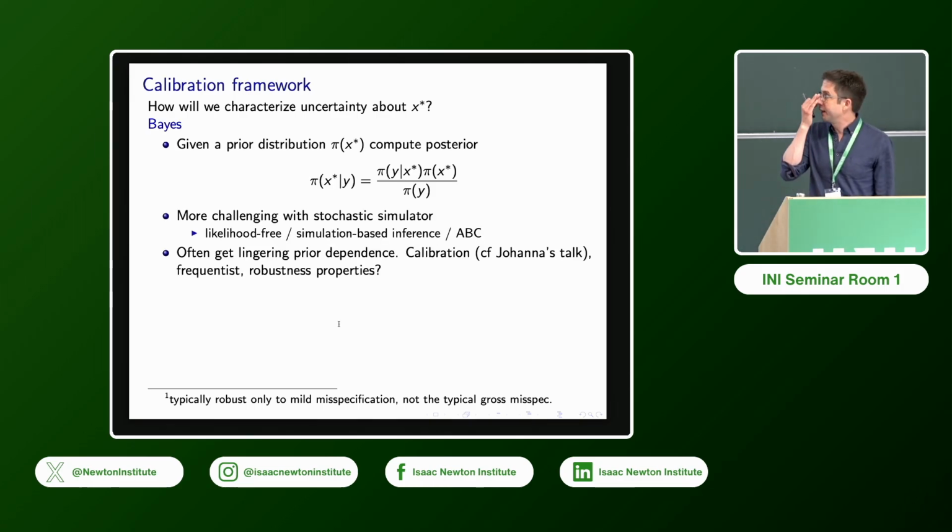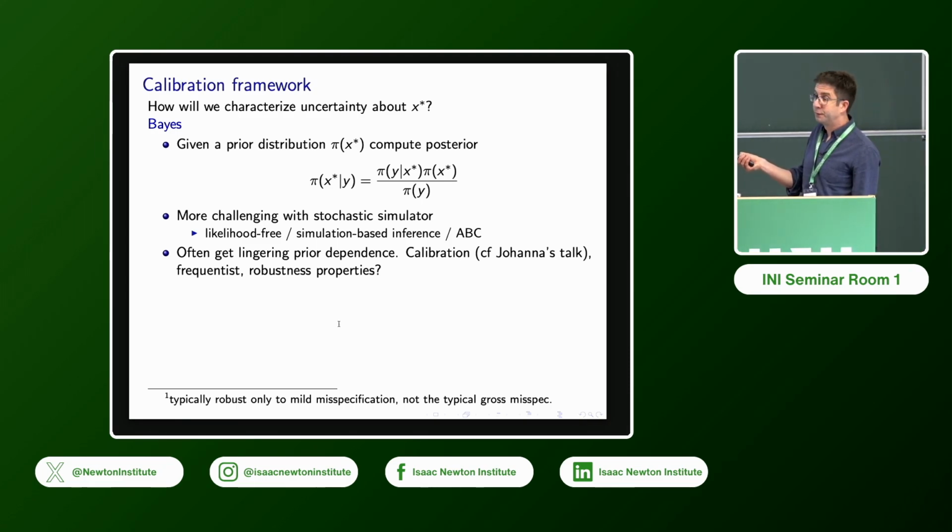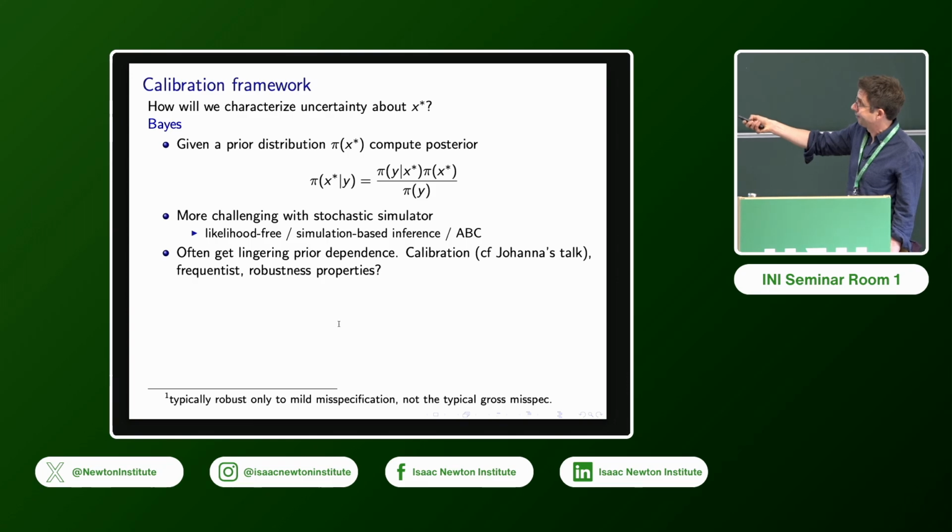So as Vladimir said this morning, the dominant paradigm is a Bayesian one. So we start by giving a prior distribution for our unknown, and we try and compute a posterior distribution, how we update our beliefs about X star once we've observed the data. And this gets more challenging when we get into a likelihood-free setting or a stochastic simulator setting. So I already mentioned this: if our simulator F is stochastic, we often don't know a likelihood here, which creates all kinds of problems.